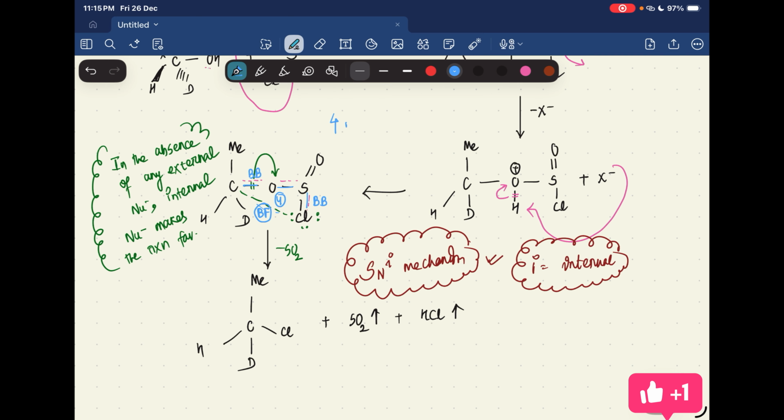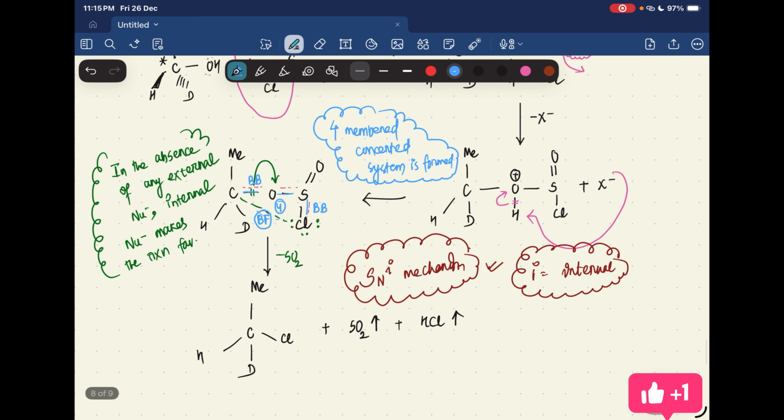Here we have to keep in mind it is a 4-membered concerted system. These are the important terms we have to write. Key: a 4-membered concerted system is formed. Very important point. After that, this 4-membered ring is formed. Now this is the internal. Can we clearly see, sir? Let's suppose it is a chiral center, which is a carbon already there in the question.